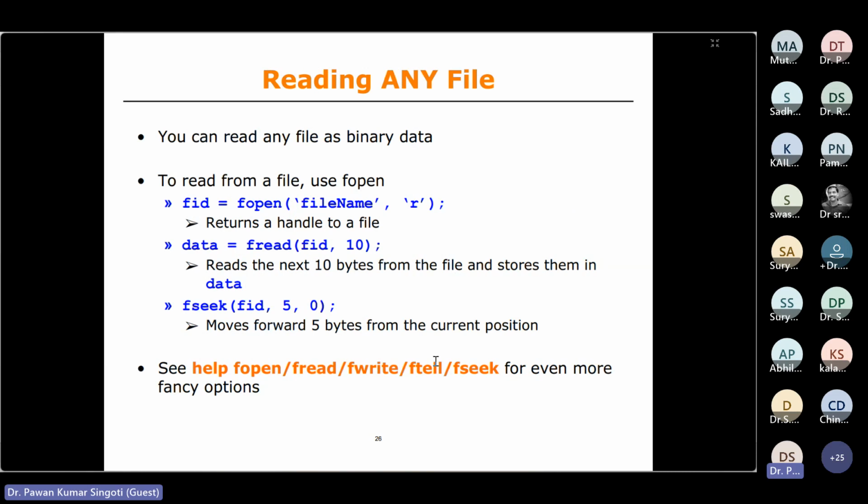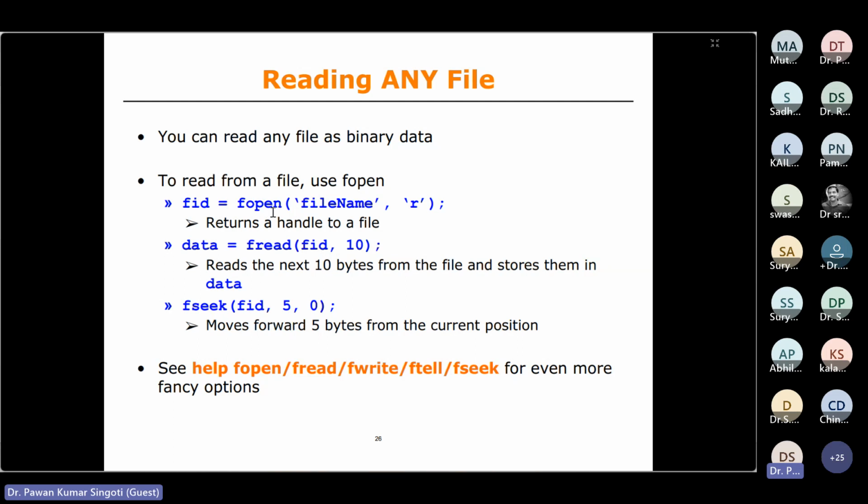To open from a file, use fopen. If you don't know the format, or the format is not something like XLS or a data format, just use fopen with the file name, comma, r. It returns a handle to a file. fread is also possible for some data: fread in brackets fid comma 10 reads the next 10 bytes from the file.